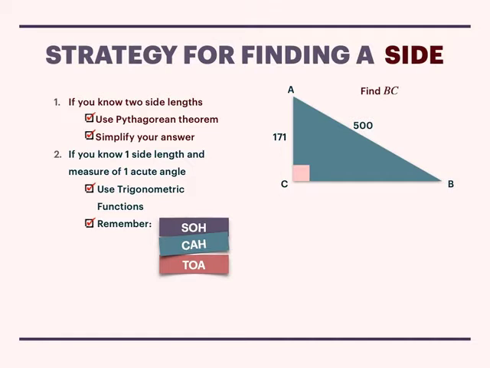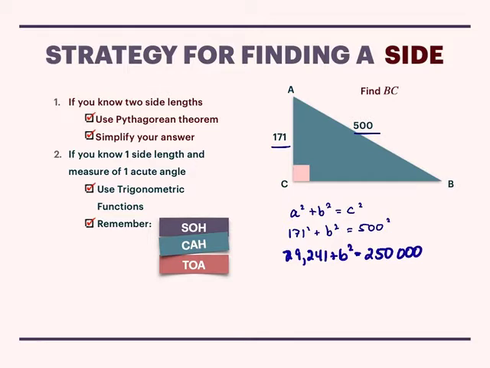First, if you know 2 side lengths. So here we go. Got a right triangle. I know 2 side lengths, so I can use the Pythagorean theorem. A squared plus b squared equals c squared. So 171 squared plus b squared equals 500 squared. So we get out our calculator at this point. When I square the 171, I get 29,241 plus b squared equals, then you have to square your 500, which is going to give you 250,000.